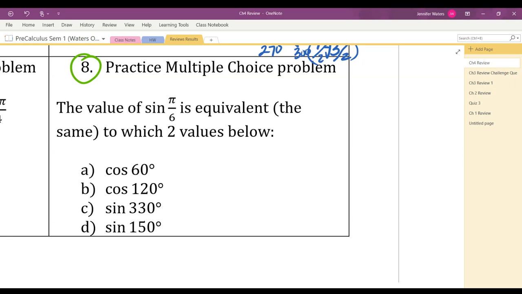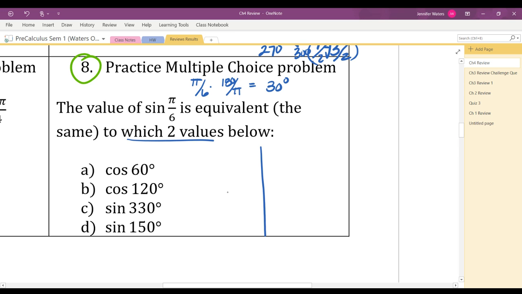This is the Pre-Calculus Chapter 4 test review, and we're looking at number 8, the practice multiple choice problem. The value of sine pi over 6 is equivalent to which two values below? This tells me there are going to be two correct answers, and I want to know what sine pi over 6 is. Well, if I were to convert pi over 6 into degrees, it would give me a 30-degree angle.